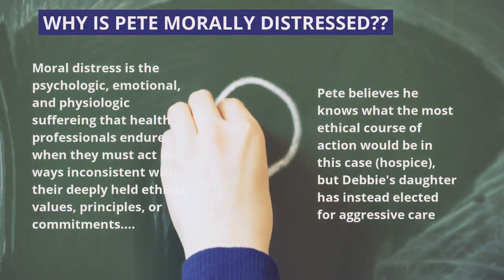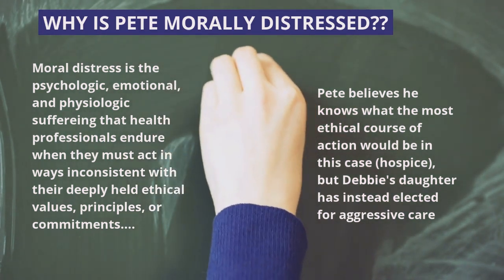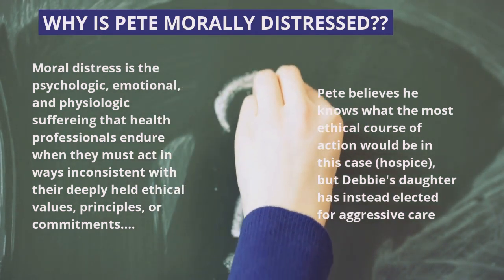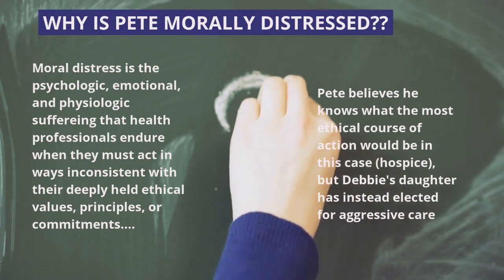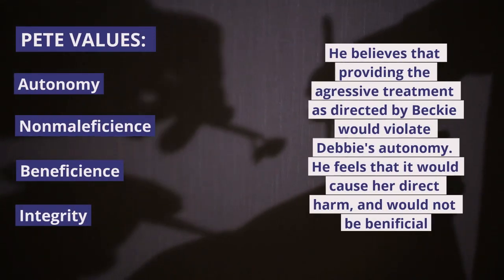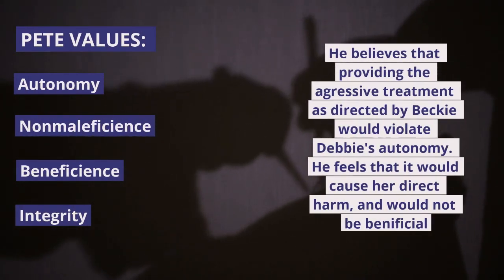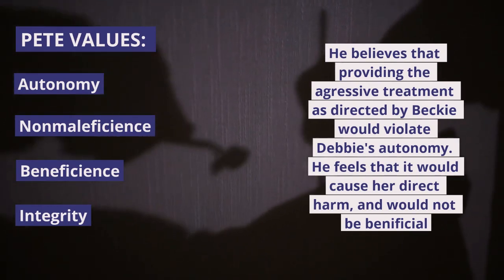Pete believes he knows what the most ethical course of action would be in this case, hospice, but Debbie's daughter has instead elected for aggressive care. Her decision conflicts with some of Pete's deeply held ethical values. As a provider, Pete values patient autonomy, or the patient's right to self-governance.